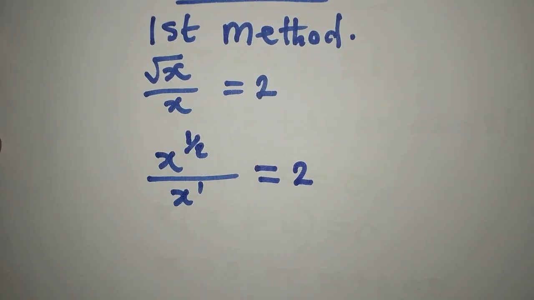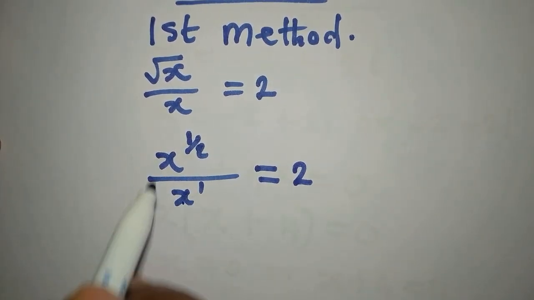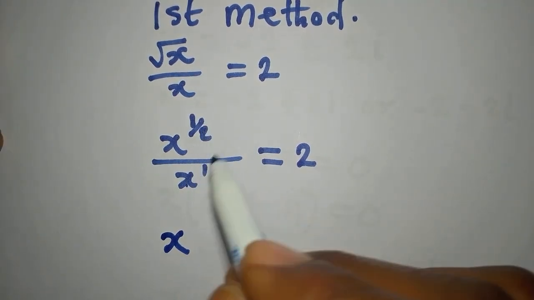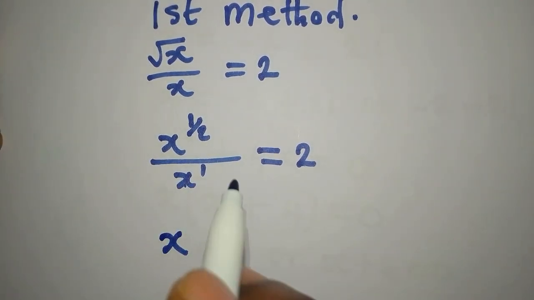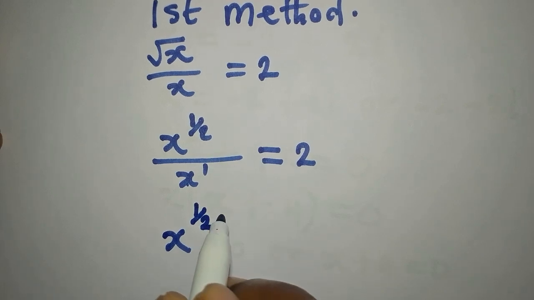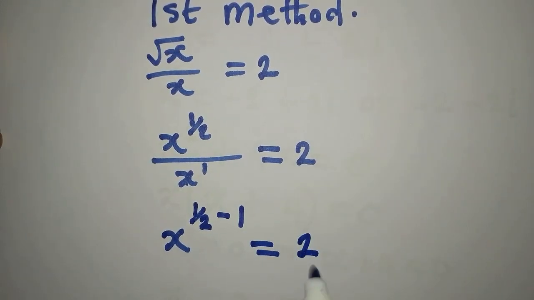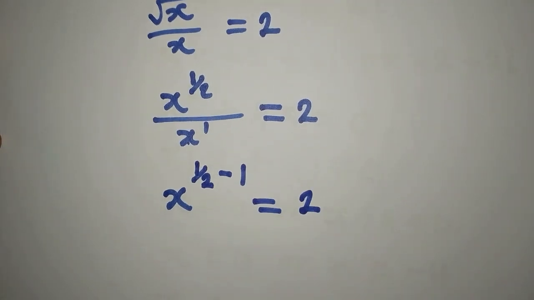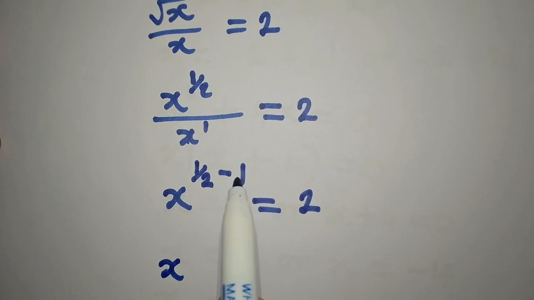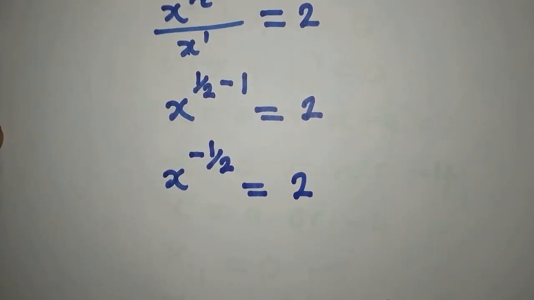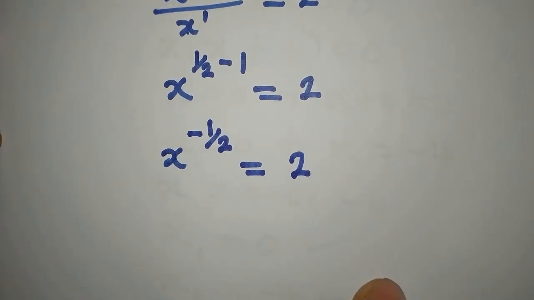If I apply one of the laws of indices, since we have the same base, I shall pick one of them and subtract the powers because it is division. So we have 1 over 2 minus 1, and this is equal to 2, right? Now what can I do from here? This is x to the power of 1 over 2 minus 1 is minus 1 over 2. So this is equal to 2, right? Now, what do I do from here?